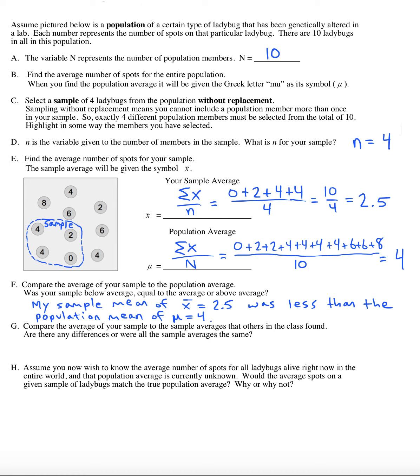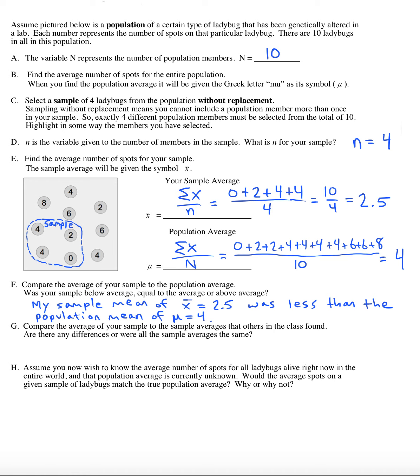What I'd like you to do is select a different sample for yourself. Go through all the same steps that I did in calculating your sample mean, and see if you get a mean that is below or equal to or above the population mean. You should compare your sample average to the sample averages that others had found. And are there any differences between them? Well, if you select a different sample from me, it is actually possible that you could get a different average than I did.